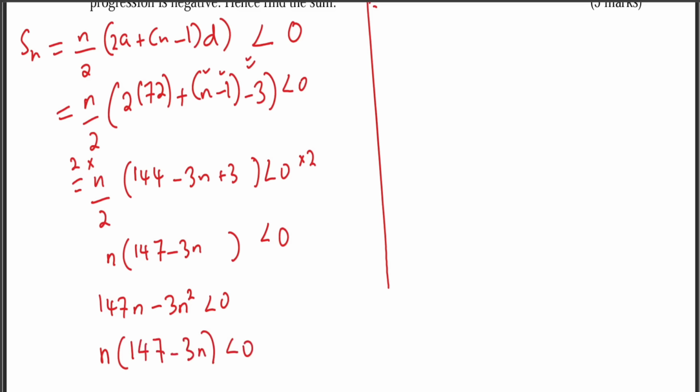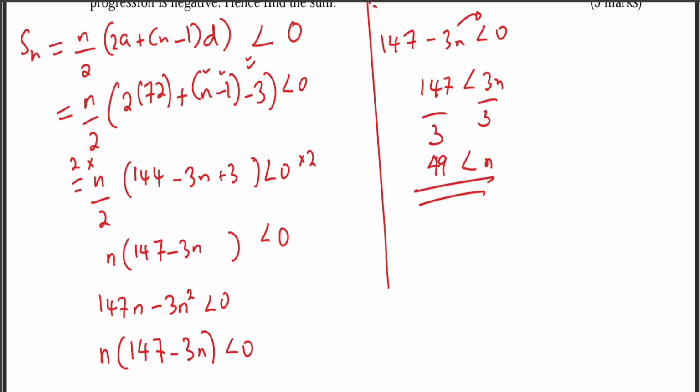So n can't be less than 0, which is not possible, but I can say that 147 minus 3n should be less than 0. So also the same thing, positive 3n, now greater than 147 divided by 3. So n should be greater than, 147 divided by 3 gives you 49. So n, the number of terms, should be greater than 49.